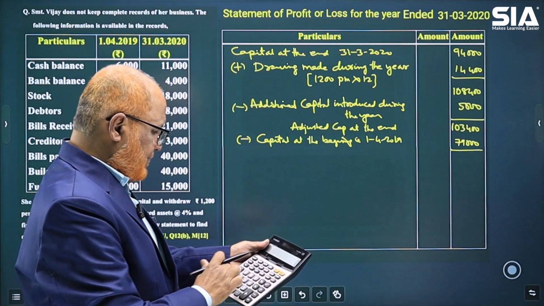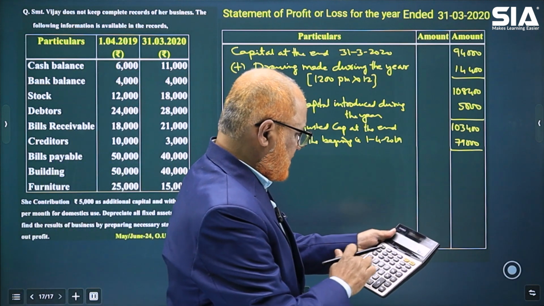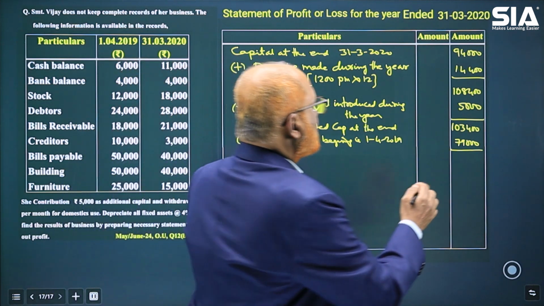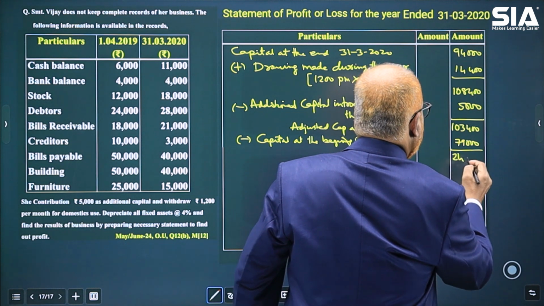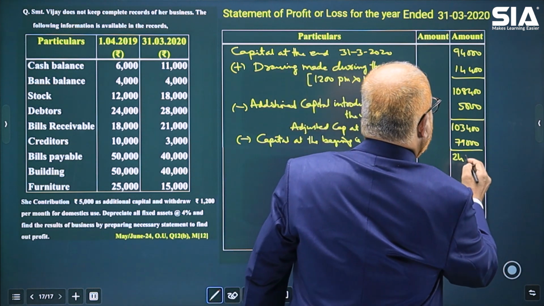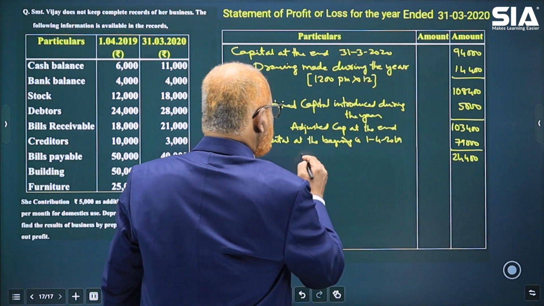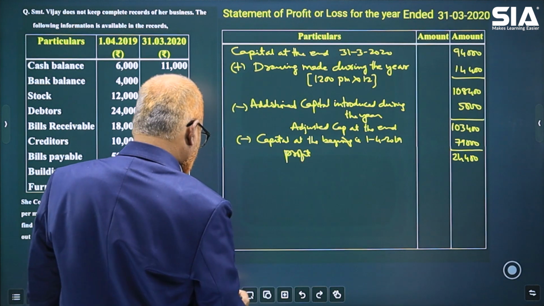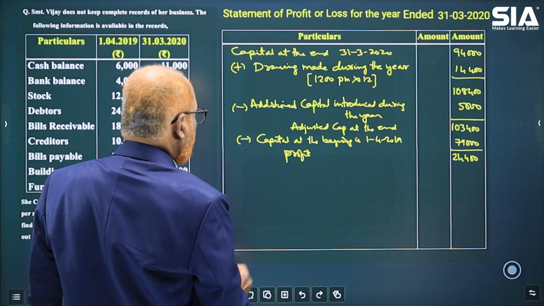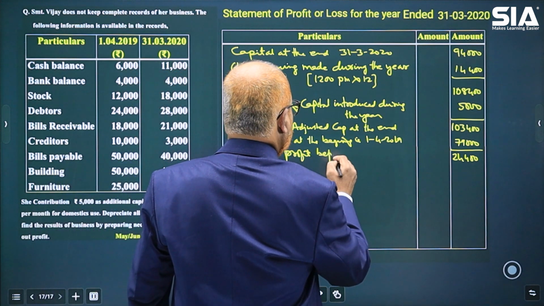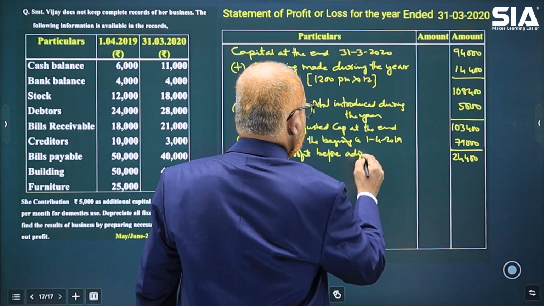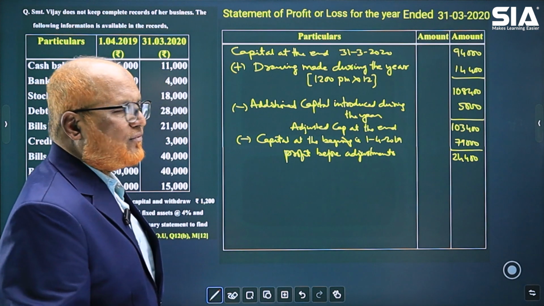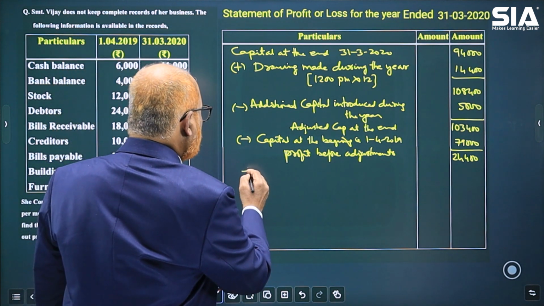So 103,400 minus 79,000 comes to 24,400. This is called the profit before adjustments. How much profit before adjustment? 24,400. From this, we make the adjustments.